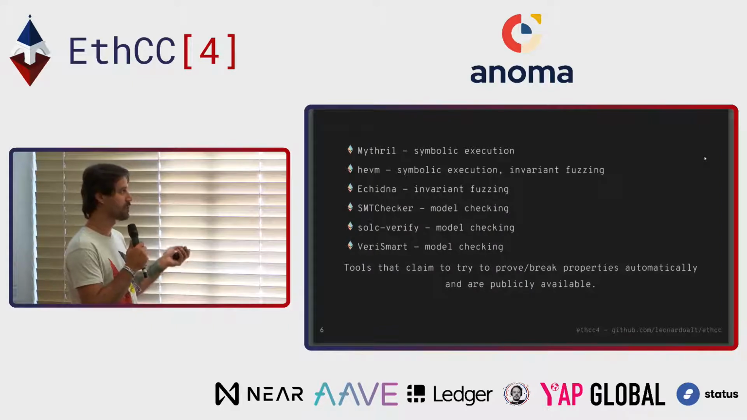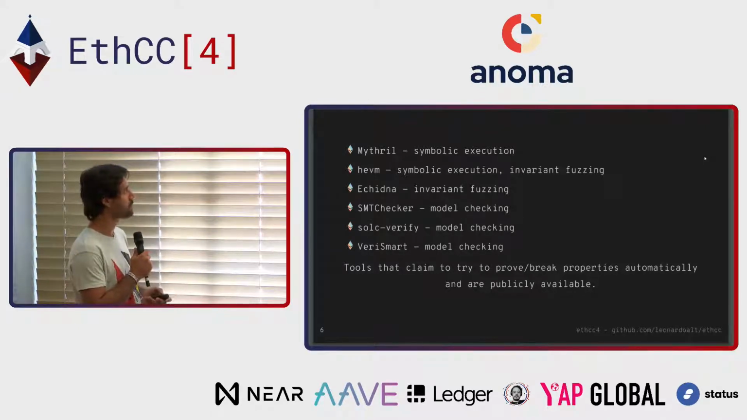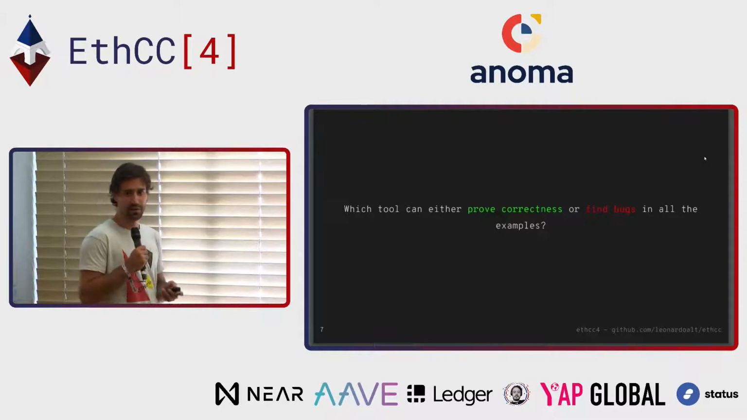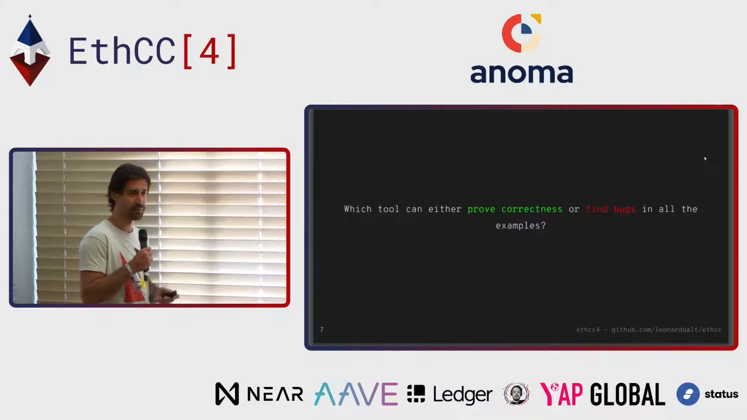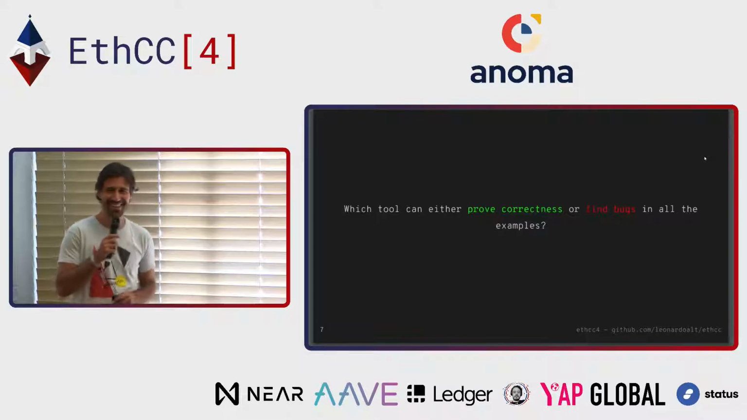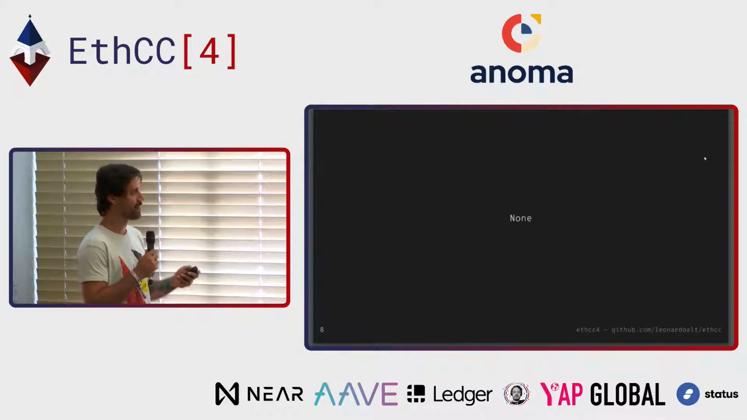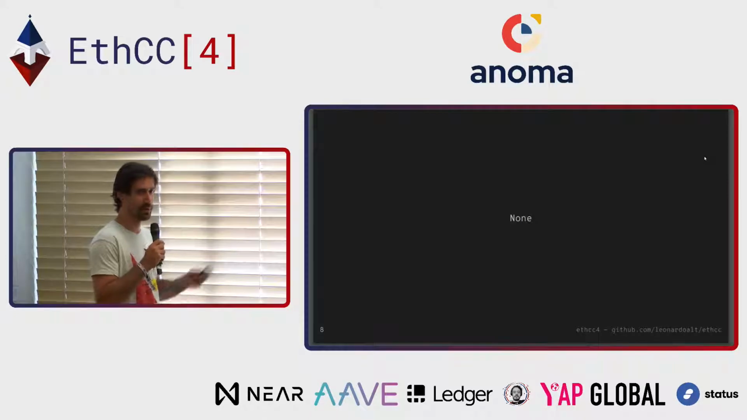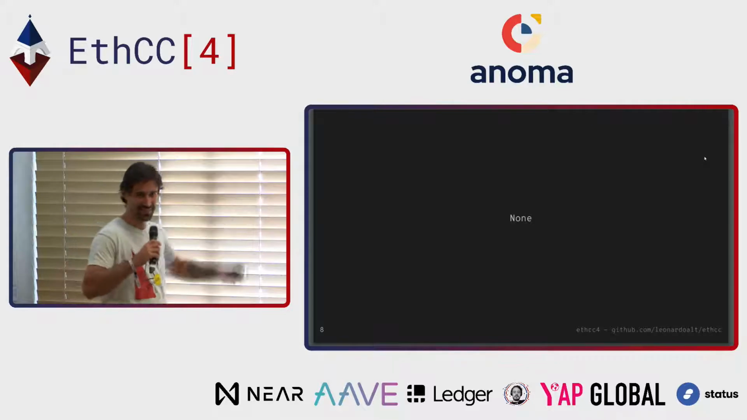And we want to run these tools and see which ones can prove or break the properties I wrote before automatically or with a little bit of spec. So if you can guess which tool could either prove correctness or find bugs in all the examples that I showed. SMTChecker. Any other guesses? Ah, now I spoiled. Sorry? False positive? Without false positives. Well, my question was related to without false positives. So here's the answer. None of them did it.